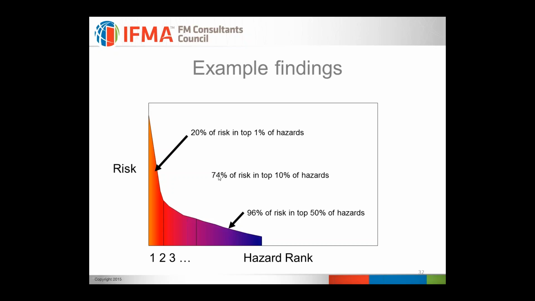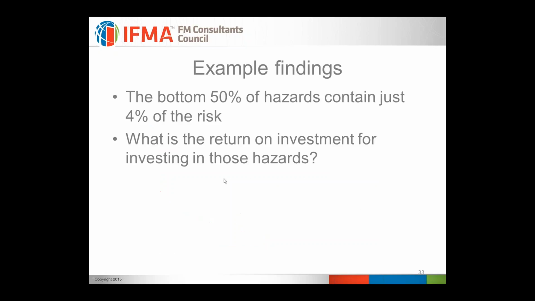Even more, 74% of the risk was just in the top 10% of the items. And then fully 96% of their total fall hazard risk was in the top 50% of the hazards that we identified. So if you have 1,000 hazards that you're looking at, you don't have 1,000 issues that you necessarily have to address right away. Even if you just do the top 100, you've taken care of 74% of your risk, or you've certainly reduced it.